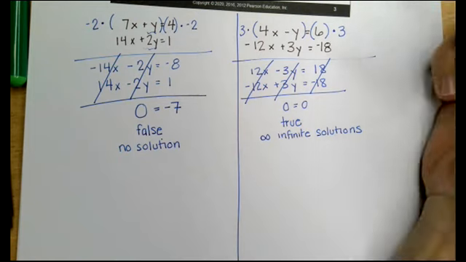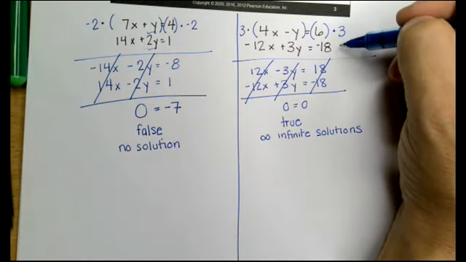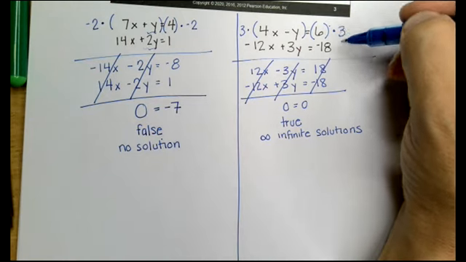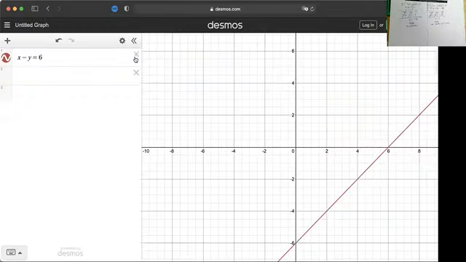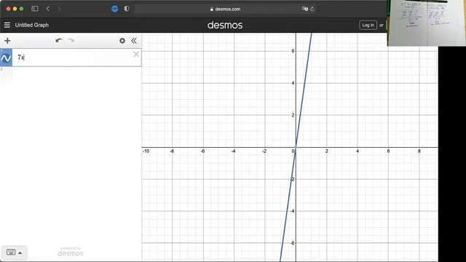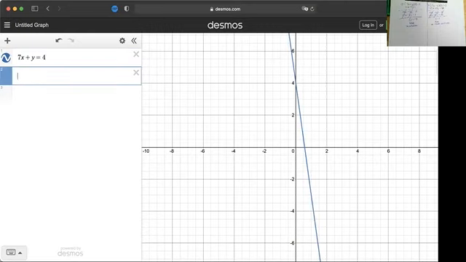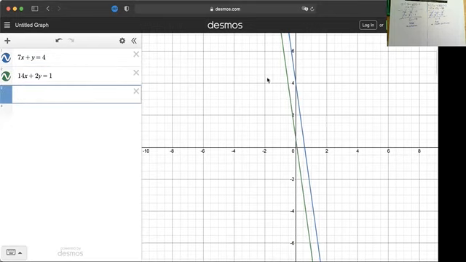Basically, all we did was reduce this by dividing by 3, right? Well, we'd have to divide by negative 3, but we would get that. So let's look at each of these in Desmos to make sure. So this first one was no solution. 7x plus y equals 4. And then 14x plus 2y equals 1. So those are parallel. They will never touch. And we said no solution. So that's good.